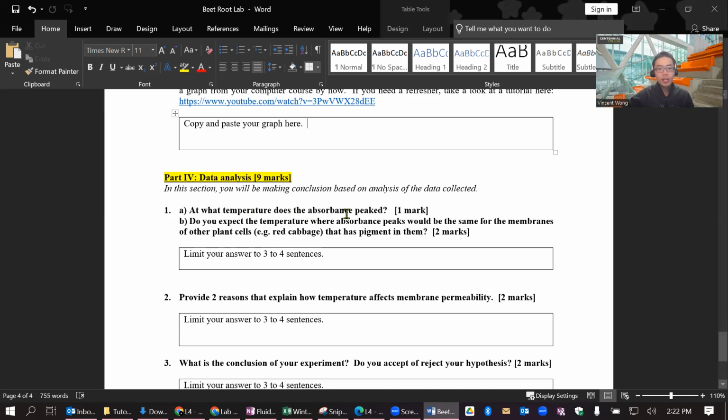At what temperature does the absorbance peak? So you look at the graph and see when the graph stops rising. When does the graph stop changing? That's what I'm asking for.